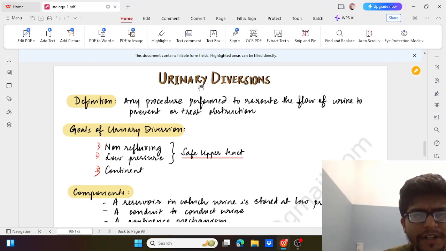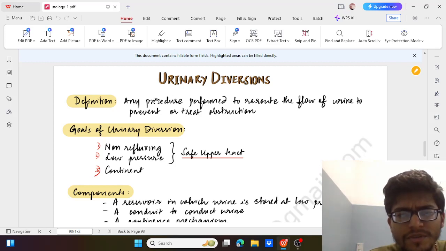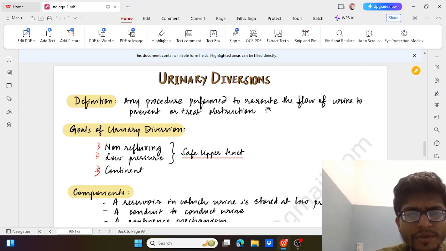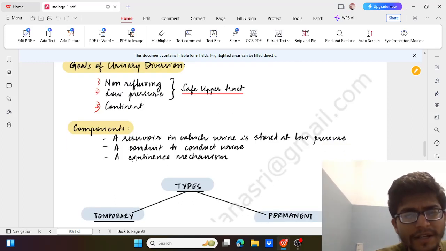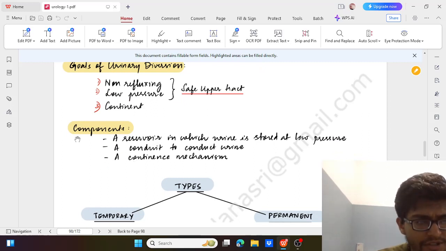So, the definition of urinary diversion. Here we do a surgery or procedure to reroute the flow of urine so that the urine is not accumulated in the bladder and does not cause problems, to prevent or treat obstruction to the urinary pathway. What are the goals of these diversions? It should be non-refluxing so that the upper tract is saved. It should be of low pressure again so that it does not go up, and it should be continent, not incontinent, causing discomfort to the patient.